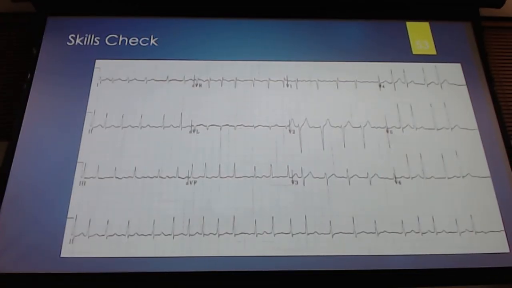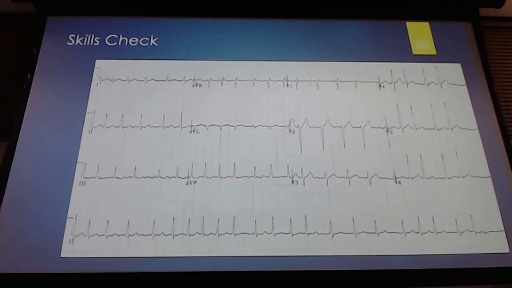Okay, let's see here. Thompson? Okay, Thompson. All right. It's tachycardic. What else do we know about it? It's irregular. So tachycardic, irregular. What else? Narrow. All right. Irregular, narrow complex tachycardia. What are our differentials?